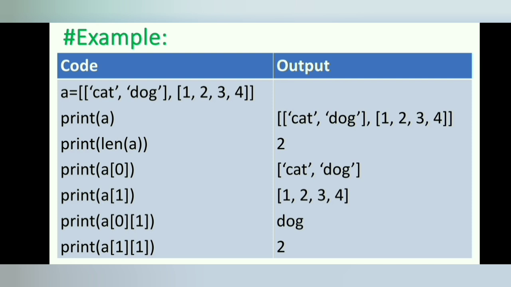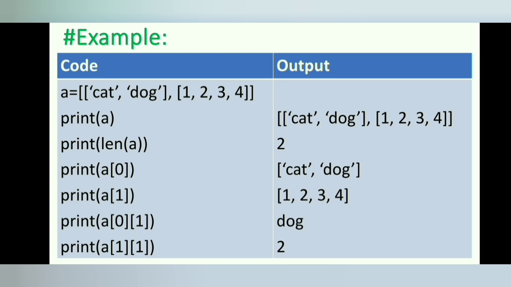By supplying 2 indices with a[0][1], we are telling the computer to go get the element at position 0, which is the first item in the list. The first item is itself a list of 2 items, cat and dog. And then from that, to get the element at position 1, which is dog. So the output will be dog.